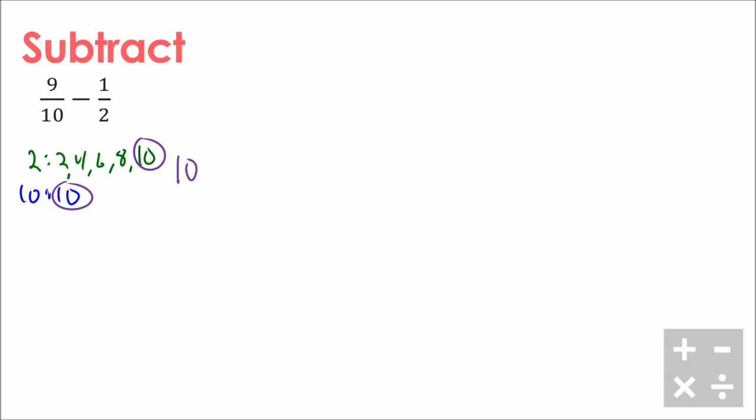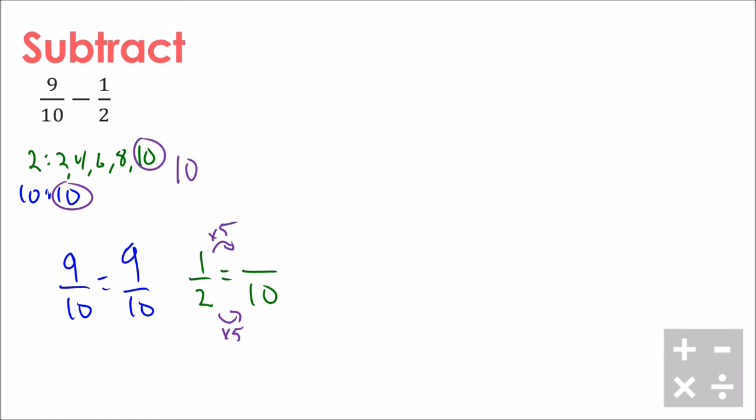Now we're pretty lucky. 9 out of 10 is already out of 10, so I don't need to do anything with this. I can just write this as equals 9 over 10. It's the exact same thing. I don't need to change this one at all. Now I have to do this for 1 over 2, though. I do need to turn this into something over 10. And I should remember that 2 times 5 gives me 10. So what I do at the bottom, I have to do the top, times 5. 1 times 5 gives me 5.